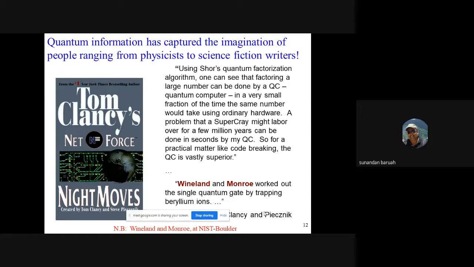Even books are coming out nowadays, because physicists have really taken this very seriously. So you get the science fiction. This book, I haven't read it as yet. Hope to read it soon. So science fiction writers are taking the fancy of quantum computing.